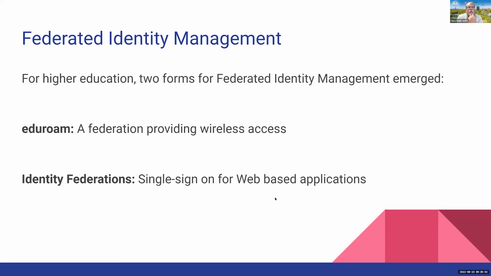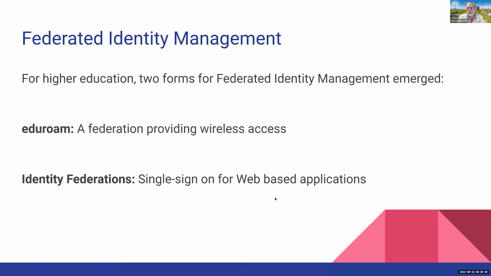So just having a look at the types of identity management or federated identity management options there are. For higher education, we seem to have two forms of federated identity management that have emerged. We've got Eduroam, which is a federation providing wireless access, and that's pretty much all it does. It provides a way to connect to a wireless network so you can then access services from your laptop or mobile device when you're visiting a foreign university or a university which you're not a member of.